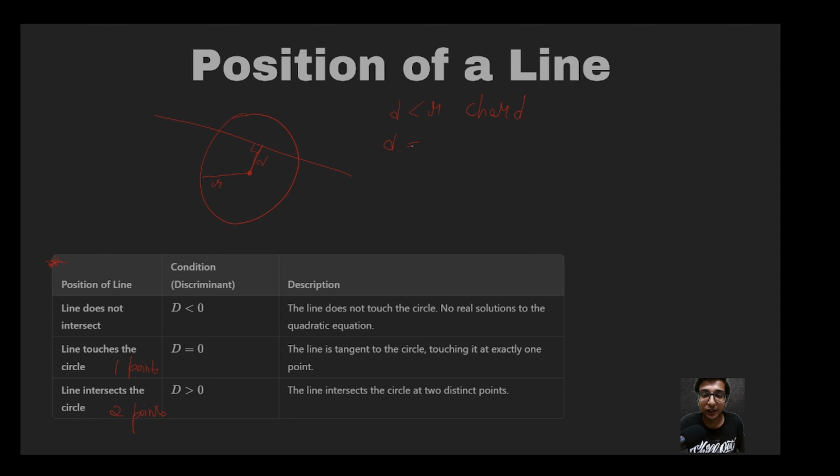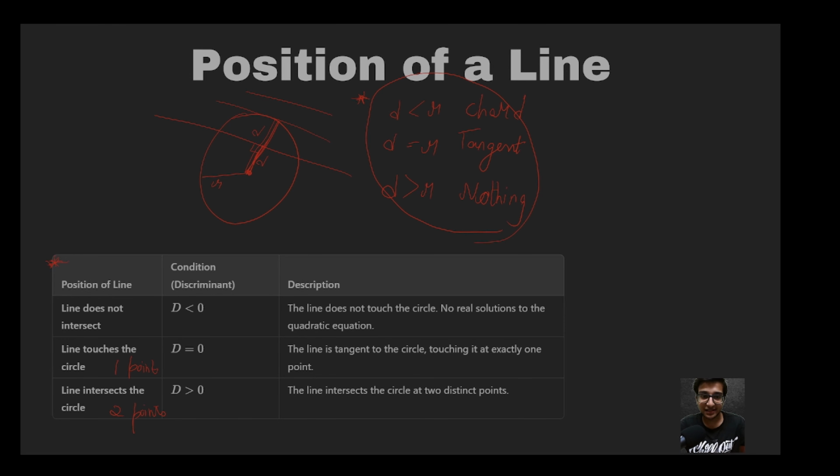And if you find out d to be equal to r, let's say this is our line. If you find out the perpendicular distance d and it comes out to be equal to r, that means you can say it is a tangent. And if it is outside, that means d is greater than r, then it is of course nothing, neither a tangent nor a chord. So this is another way of finding out the position of a line with respect to a circle.